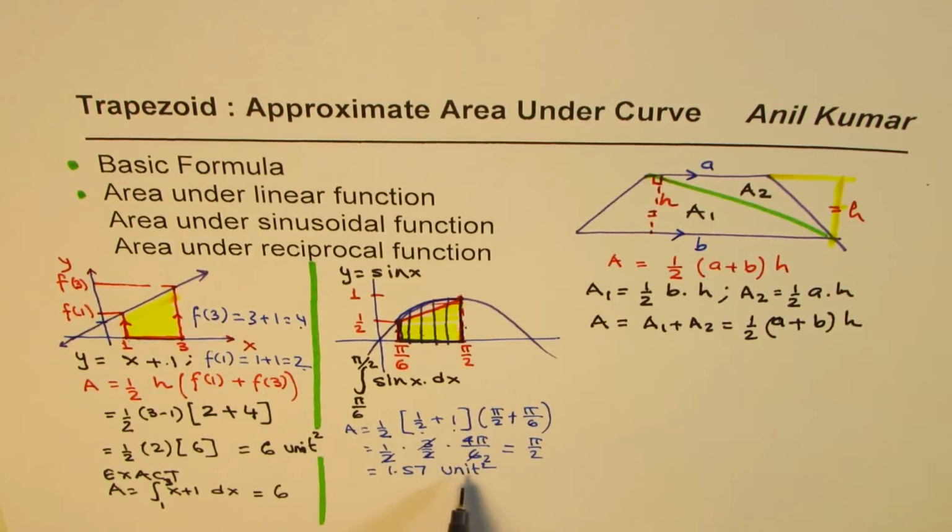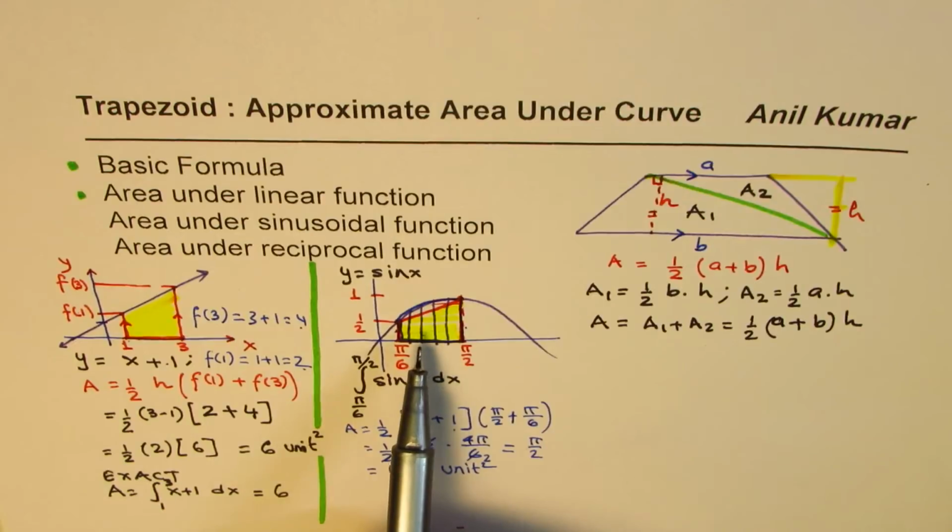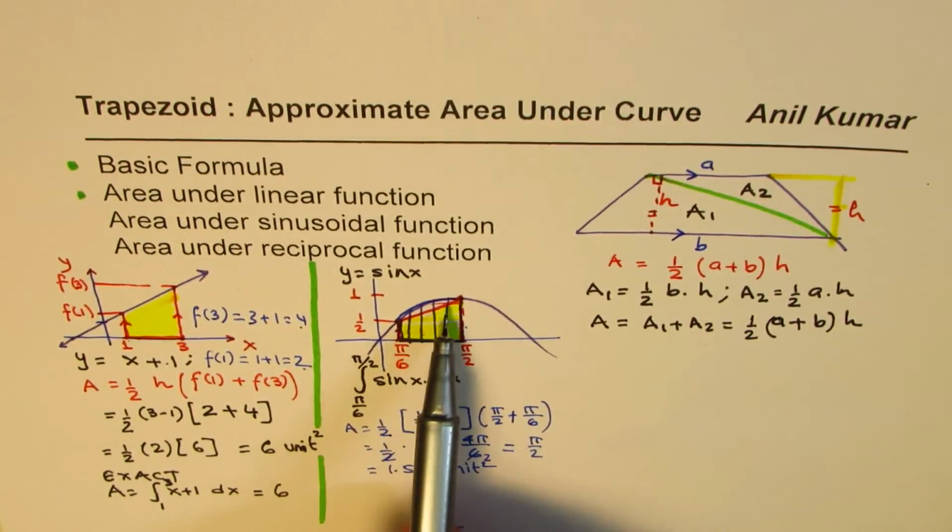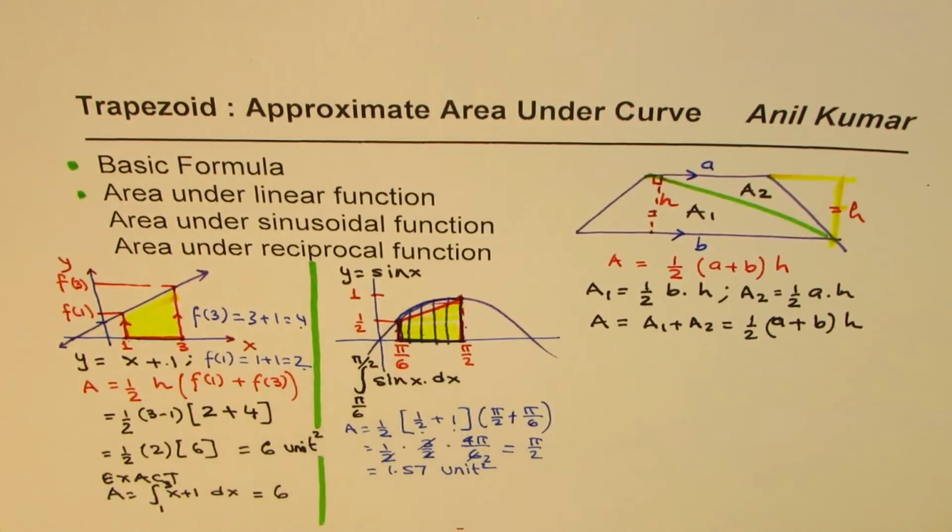So that is what we are going to learn soon. But what you understand here is two things. One, we can use a trapezoid to approximate area. Most important from here is that this area is going to be lesser than the actual area, right?